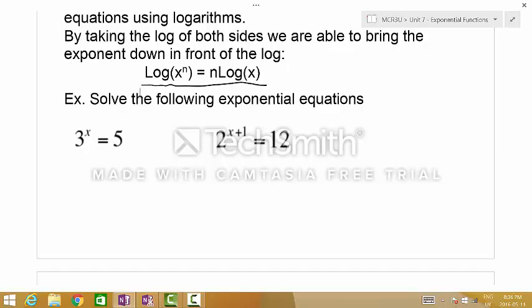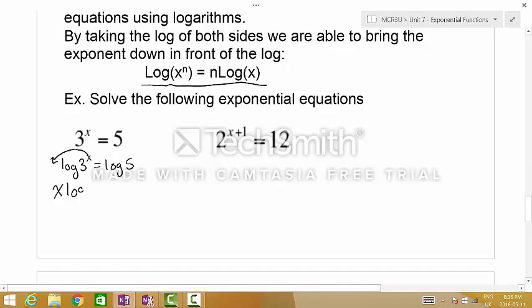We have 3 to the power of x equals 5. What I'm going to do is take the log of both sides. So I have log of 3 to the power of x equals log of 5. Now we have to do it to both sides because whatever you do to one side, you also have to do to the other side as well. What happens is I can bring that exponent down front, and so what I end up with is x log of 3 equals log of 5.